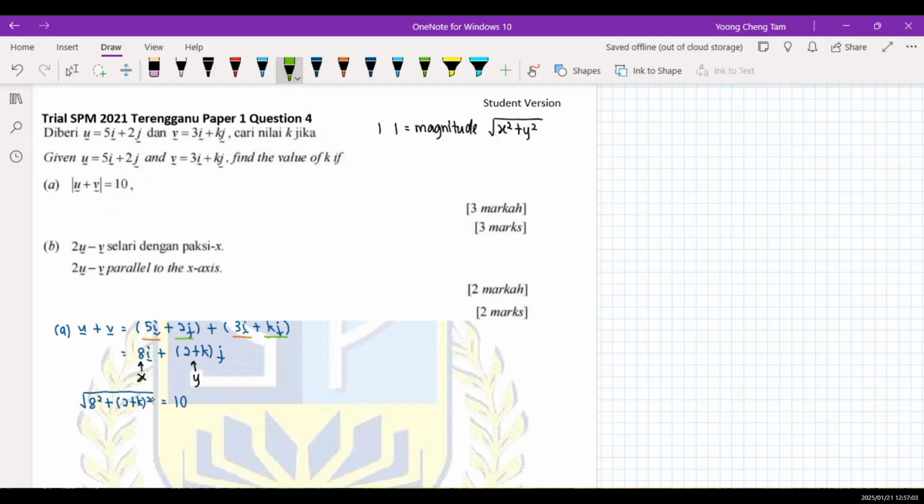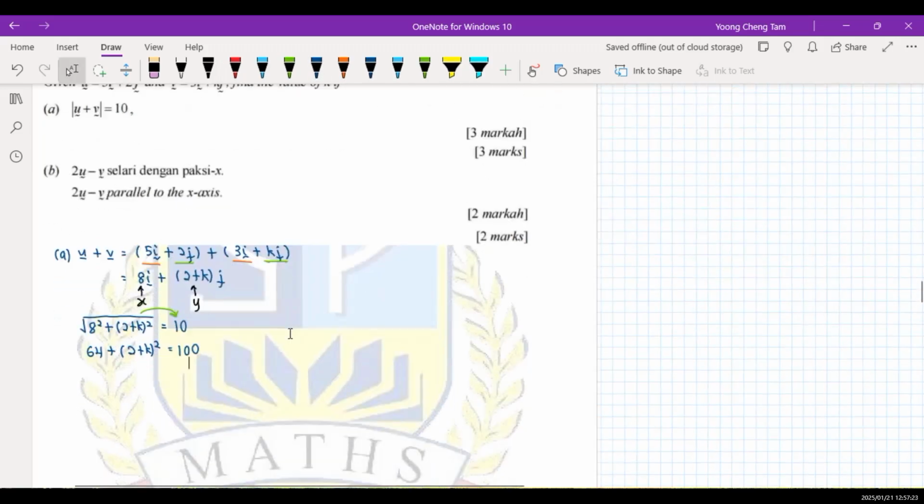First step, you can move the square root to the other side, so it becomes a square. So 8 squared is 64. (2 plus k) squared, you can copy it first, and 10 squared is equal to 100. Next step, move 64 to the other side. So you get (2 plus k) squared equal to 100 minus 64, and 100 minus 64 is 36.